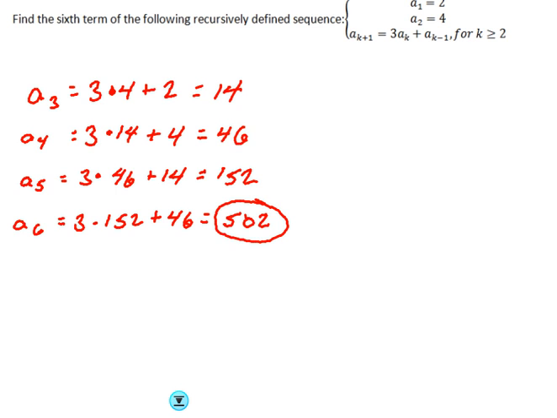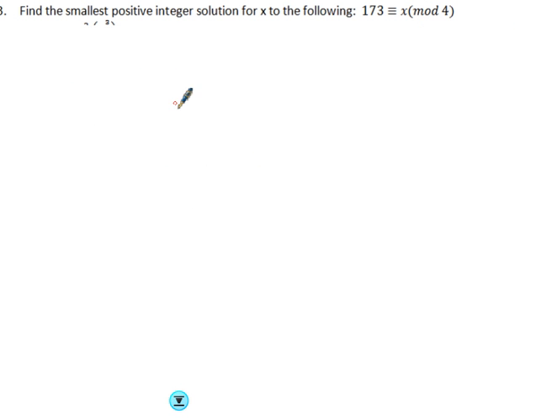Okay, let's take a look at number 3. Number 3, find the smallest positive integer solution for x to the following: 173 is logically equivalent to x mod 4. Modular math, a lot of people get a little scared of it, but it's really nothing more than a division problem. So 173 mod 4 just means every 4 values they repeat. So what you really do is some old style division. You take 4 and you divide it into 173. You want to figure out how many times 4 goes into 173, and you could realize it's going to be 43. But it's not 43 on the nose, there's some remainder left over, and that remainder is 1.